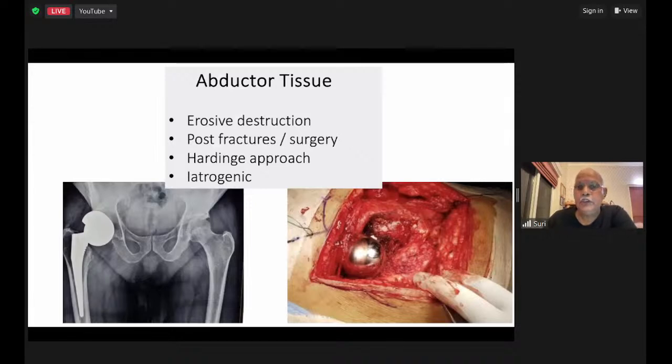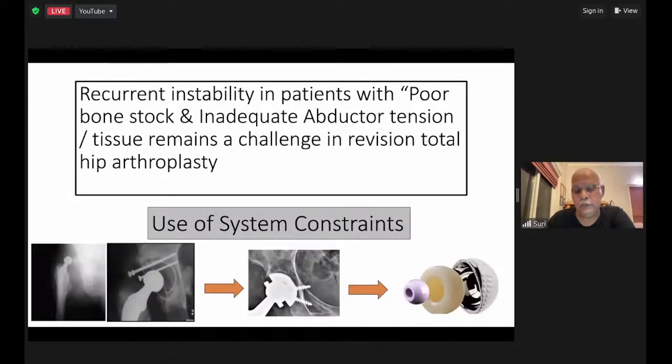So abductor issue is a factor we need to consider in erosive destructions, post-fracture and multiple surgeries, sometimes in the hardinge approach if not done appropriately, and iatrogenic cases. So these are the situations to worry about dislocation. Recurrent instability in patients with poor bone stock and inadequate abductor tension in tissue still remains a challenge. When you have such situations, not only the reconstruction, not only the realignment, but the use of system constraints seems to be important and is the way to go today.